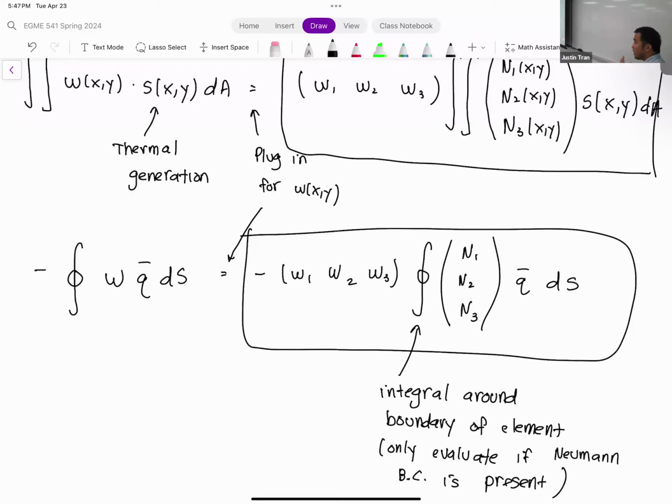That means on some elements, we're not going to evaluate this at all if it's not on the boundary of a Neumann boundary. Even for the elements that are bordering a Neumann boundary condition, usually only one or two edges of that element are actually bordering it, so we're only going to evaluate this on those. But we'll cross that bridge when we get there. We're not going to deal with this until not even part 1 or part 2, but part 3 of the project.